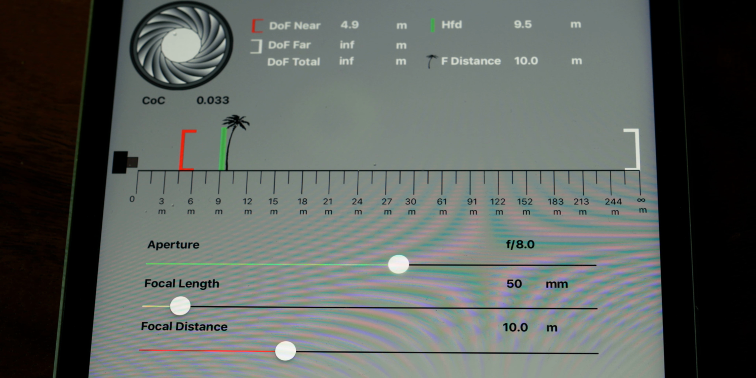That means you're basically not going to have any issues nailing focus. And you don't need to go to f8 or f11 to ensure that your photographs are in focus if your focal length is something like 20 millimeters. And I'm going to move this a little bit up to 35 millimeters, and look what happened here. Now our in focus distance has shrunk considerably from 10 meters to 2.5 meters.